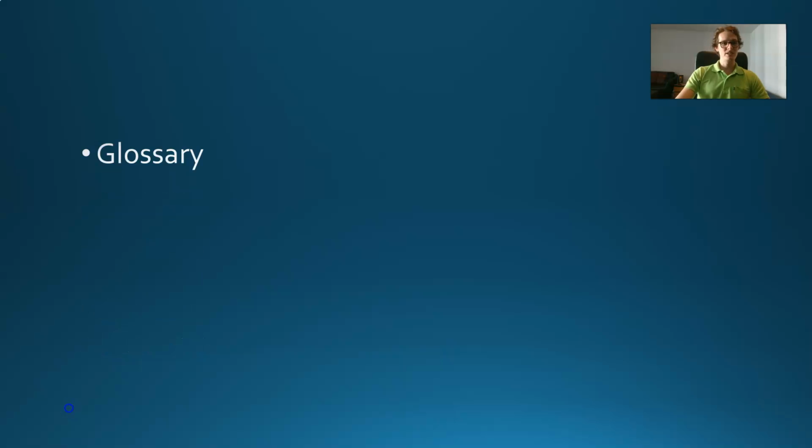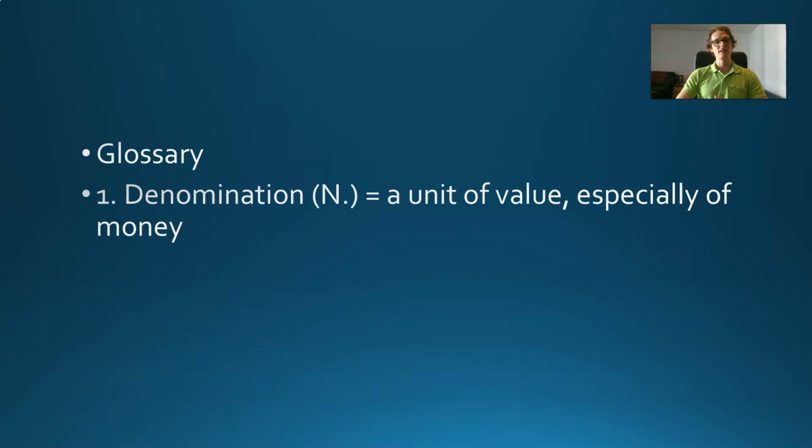So on page 79, we have the glossary, and the first word is denomination. That's a noun, and that means a unit of value, especially of money. This word's a little bit tricky, and we'll talk about that a little bit later. But a denomination is a unit of value. So something like a 10 baht coin is a denomination. Or a 100 baht banknote is also a denomination.